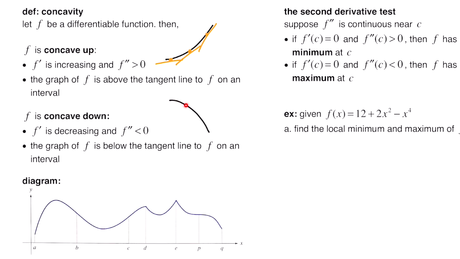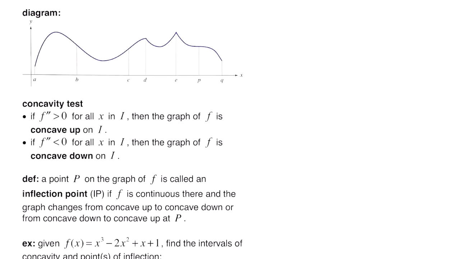So here's an example of f being concave down. As you go from left to right, you can see the slopes of the tangent lines are decreasing. So that's the f prime is decreasing for concave down. Then you also have the graph of f is below the tangent line. So you can see here's the graph of f, and you have your tangent lines where f is below those tangent lines. So here we have a diagram.